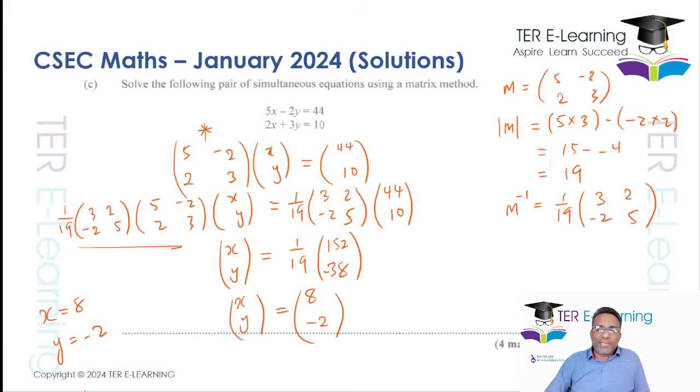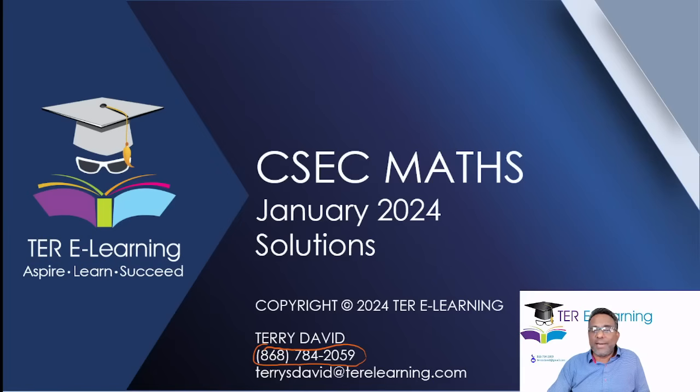So this brings us to the end of the solutions to the January 2024 exam paper, right? If you see any errors, feel free to let me know, right? And like I said, my exam preparation for CSEC Maths, CSEC Add Maths, CSEC Physics, and CSEC Chemistry, those are in progress from now until May, right?